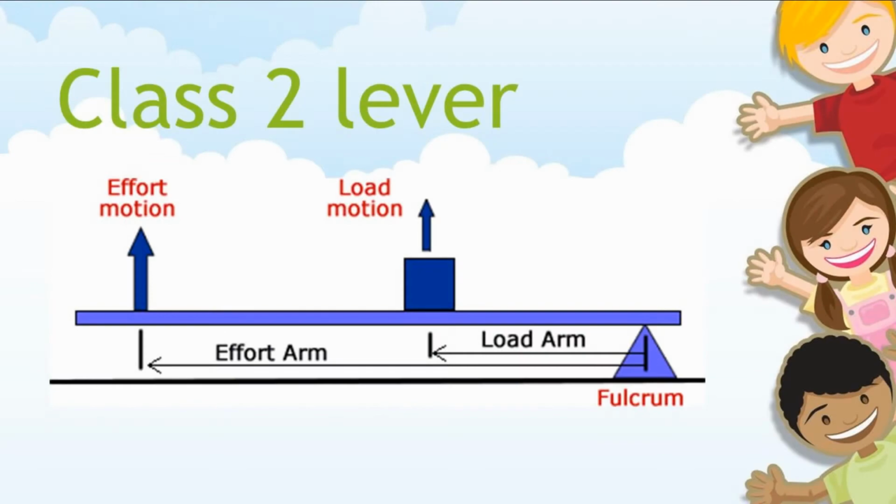A Class 2 lever has the load between the effort and the fulcrum. In this type of lever, the movement of the load is in the same direction as that of the effort. Note that the length of the effort arm goes all the way to the fulcrum and is always greater than the length of the load arm in a Class 2 lever.